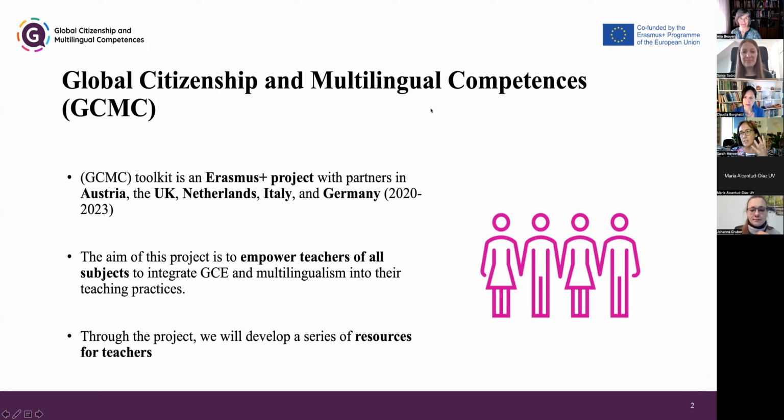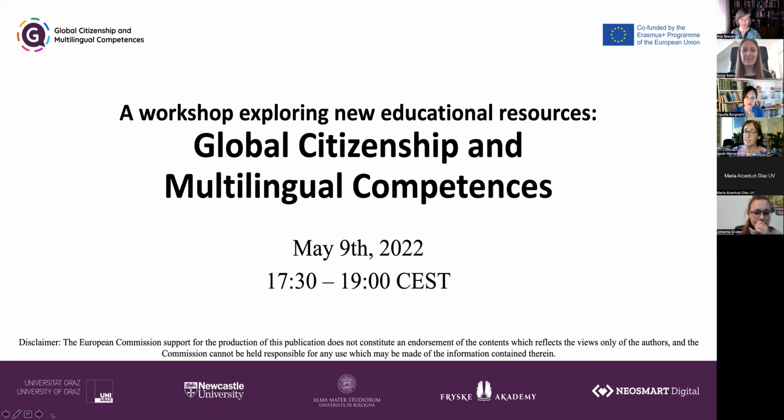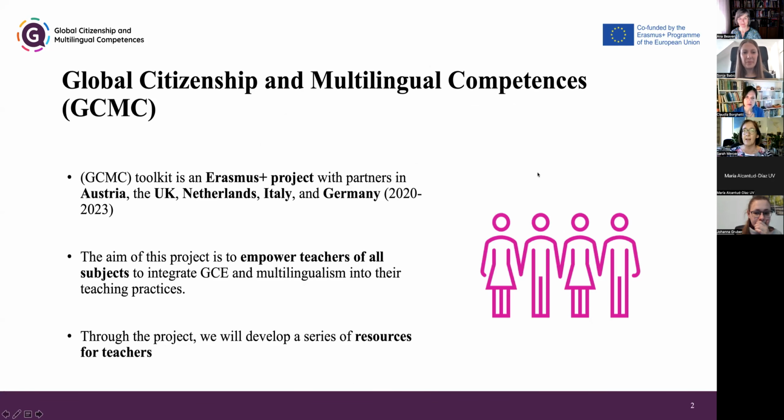And then the second tool, IO2, or intellectual output number 2, is a series of resources that teachers can use to develop their own competencies, to teach in a global citizenship manner and multilingual way, but also things that they can use and adapt for their teaching in their classroom. If we can perhaps go to the next slide.